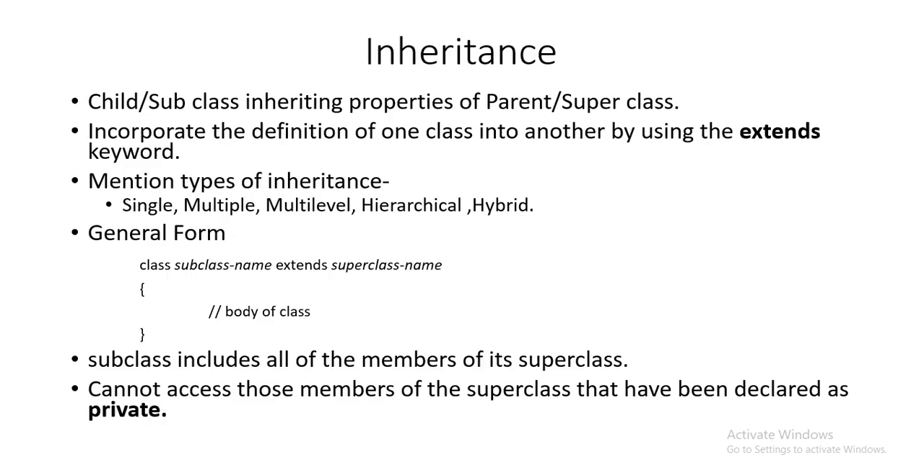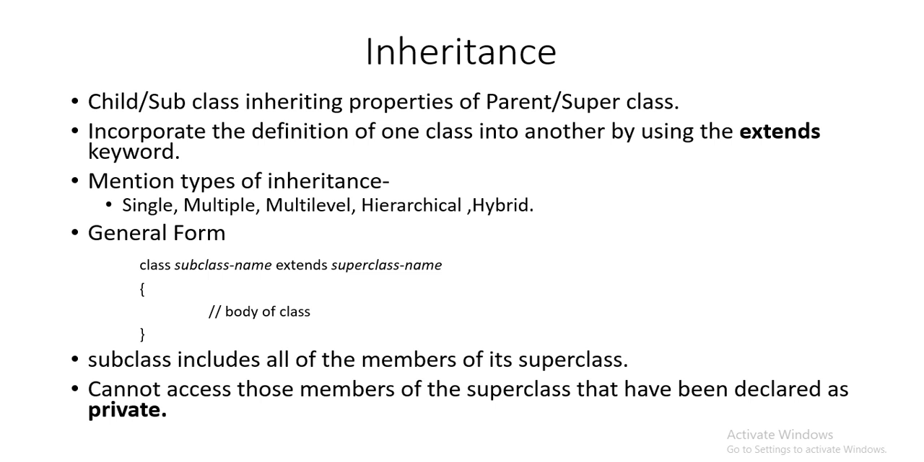Okay, so basically what is inheritance? Inheritance is the property where, generally speaking, one class acquires the properties of another class. That is what we call inheritance. Technically speaking, the child class or subclass inherits the properties of a parent class or superclass.